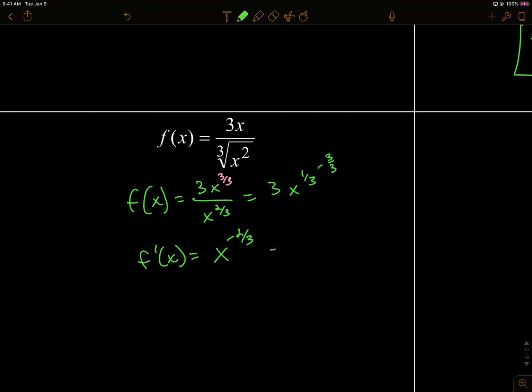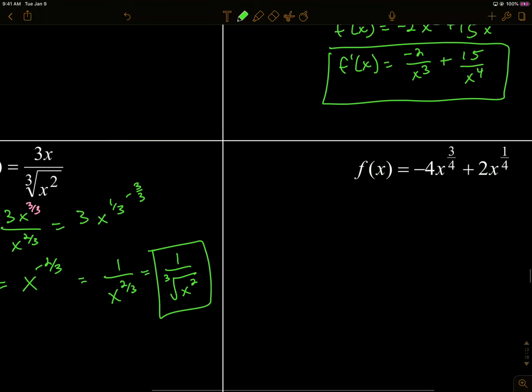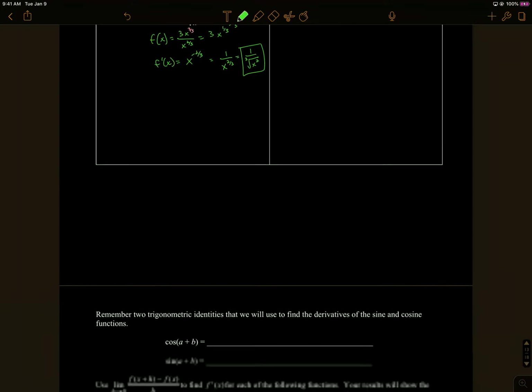And then what we have to do is no negative exponents. So we're going to put it in the denominator. And then I also don't want rational exponents. So I'm going to write it back in root form. It's going to be x squared, and the third is going to come on the outside. More of the same. We're going to skip it.